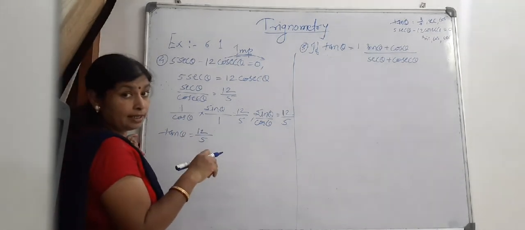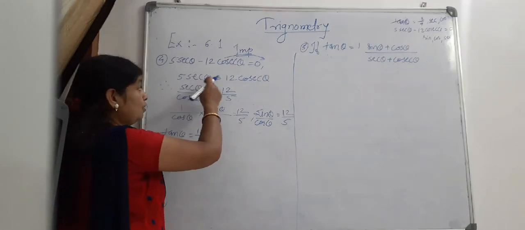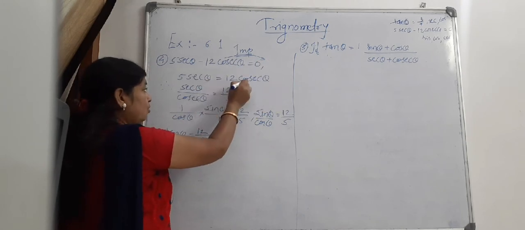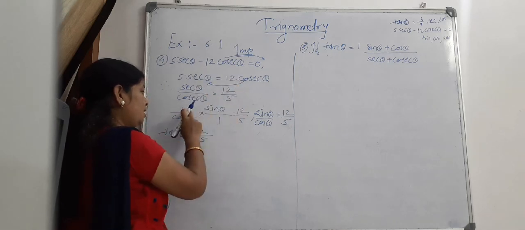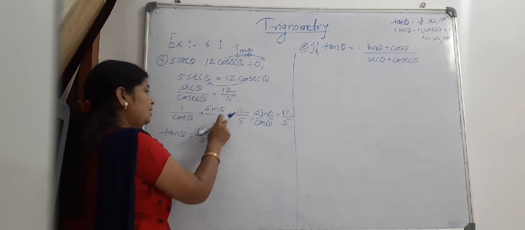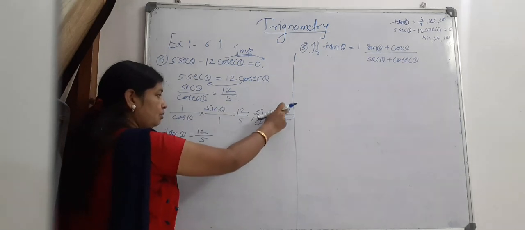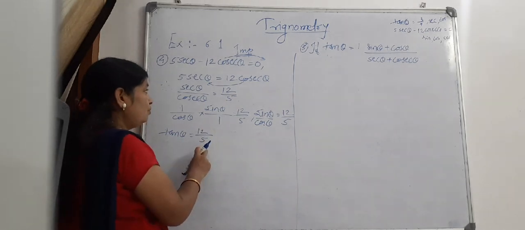Now you can use an identity or use the Pythagoras theorem and then find out the remaining ratios. First, what you have to do? Take cosec theta to the right side, so sec upon cosec is equal to 12 upon 5. Now sec means 1 upon cos and cosec means 1 upon sin, so you get sin upon cos equal to 12 upon 5. Sin upon cos means tan, and tan is 12 upon 5.